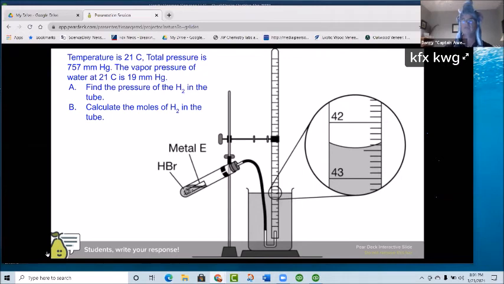And then with the information given, see if you can calculate the moles of hydrogen in the tube. And you would have to use a calculator for this one.